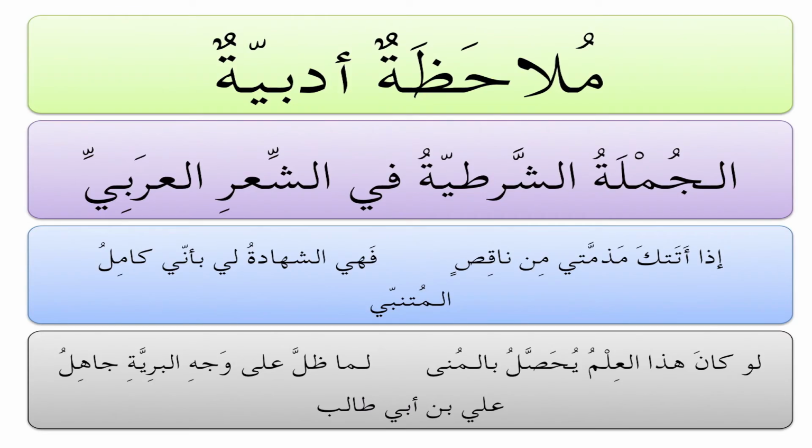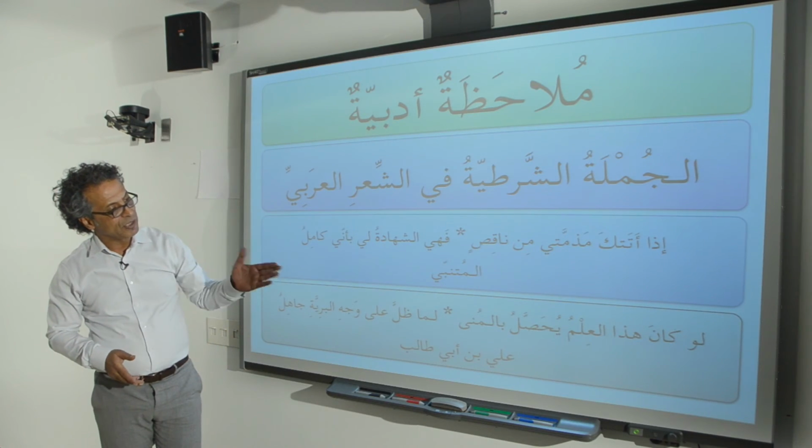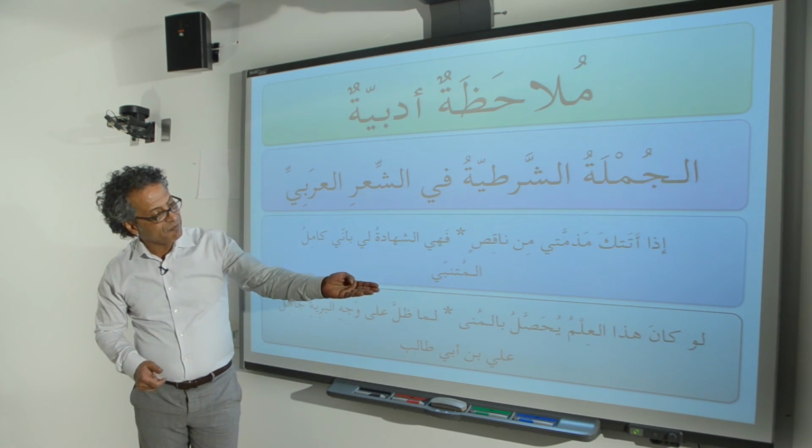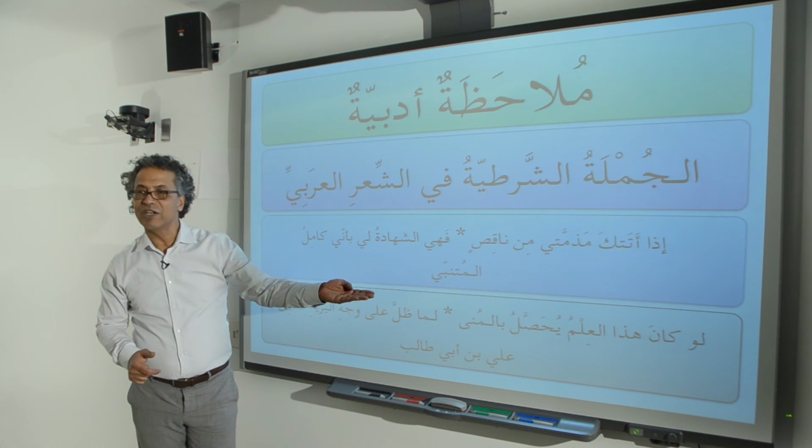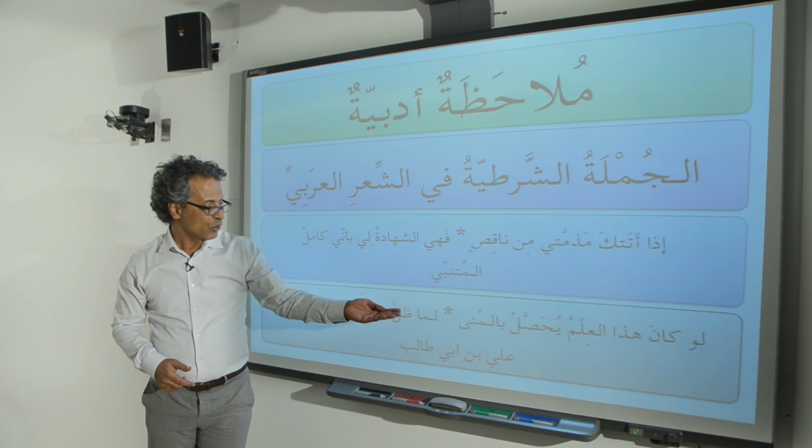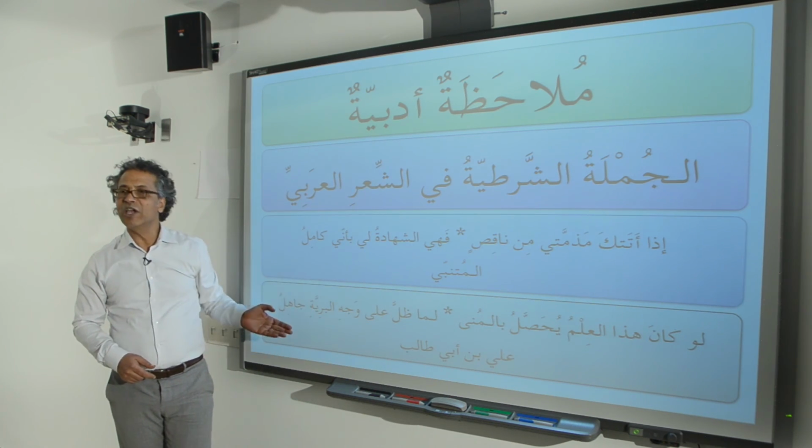لو كان هذا العلم يحصل بالمنى لما ظل على وجه البرية جاهل. شوفوا الجملة الجميلة جدا. لو، لا، صح؟ إذا، ف. Ali ibn Abi Talib, the cousin of the Prophet and the last Khalifa, basically said this, and he says, if we could obtain knowledge only by wishing, surely there will remain no ignorant person on the face of the earth. Meaning, you have to really work hard for knowledge.